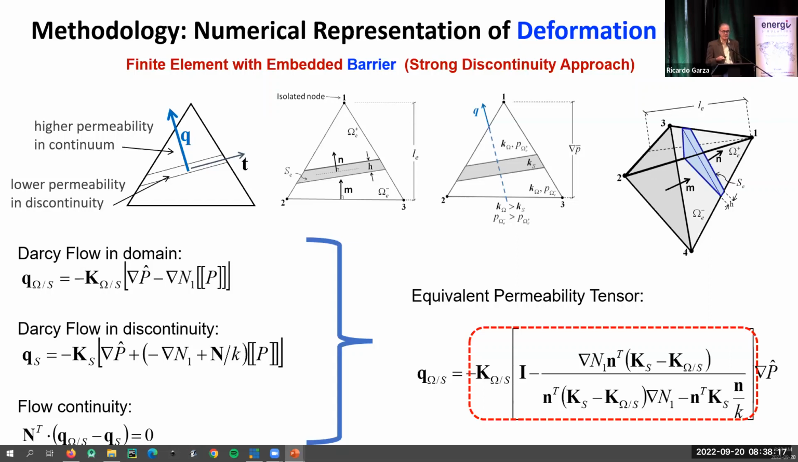the discontinuity, which in this case has a lower permeability. We can explicitly account for the jump, apply flow continuity, and at the end obtain the equivalent permeability tensor for the finite element, considering the rock and the barrier. The idea is to apply both technologies to the finite element analysis, considering coarse meshes that are more efficient.